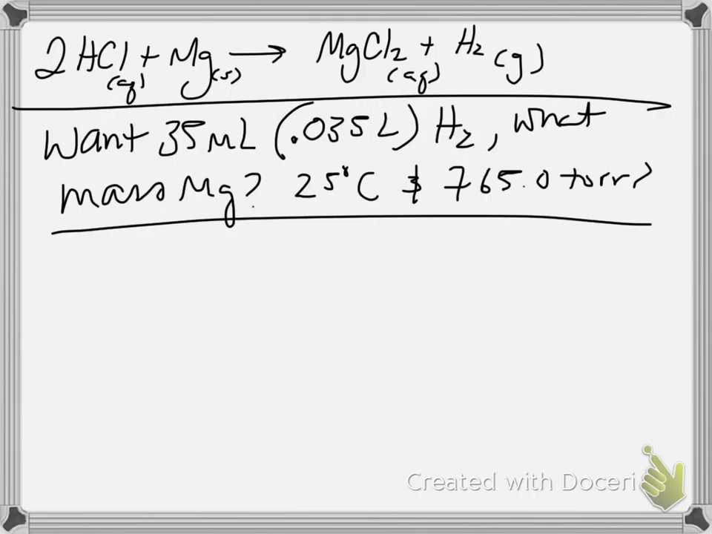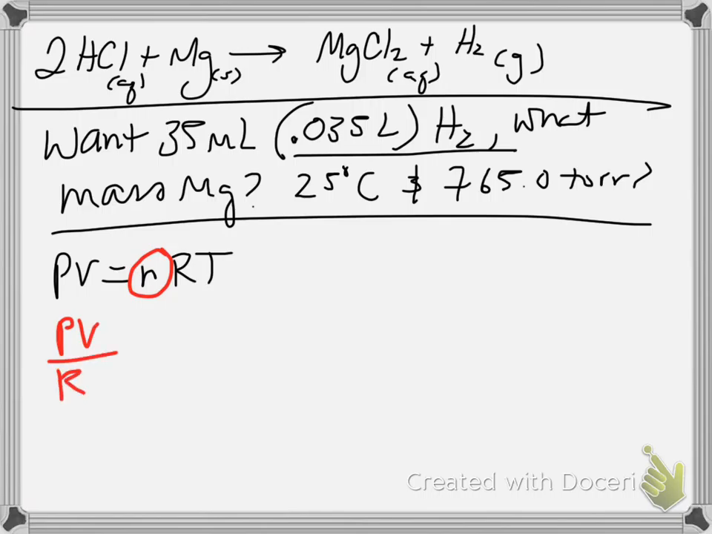So here, I have a volume of hydrogen. I want a mass of magnesium. I have to start with the ideal gas law. So I'll start with PV equals nRT, and what I want to know is how many moles of hydrogen am I going to get if I get 0.035 liters of hydrogen under those conditions. So I would plug in all my numbers, solve first for that, so PV over RT equals n, and the bell's going to ring in a second. I think you kind of see where this is going.